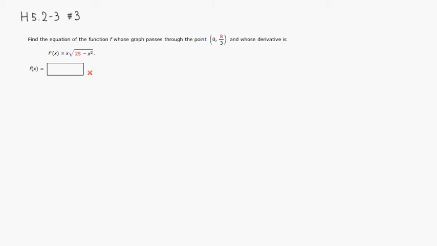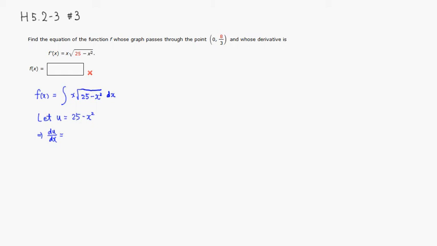Alright, so just like before, in order to find the original function, we need to find the antiderivative of this given derivative. So it's an antiderivative of x times square root of 25 minus x squared with respect to x. Alright, so I'm going to use a substitution here. Let u be 25 minus x squared. Right? Take the derivative of u with respect to x.